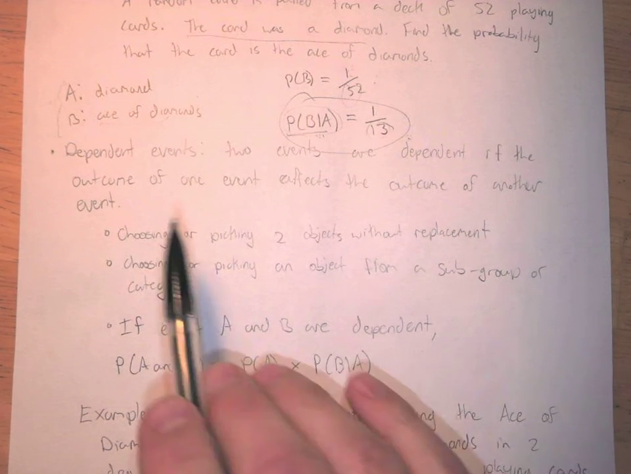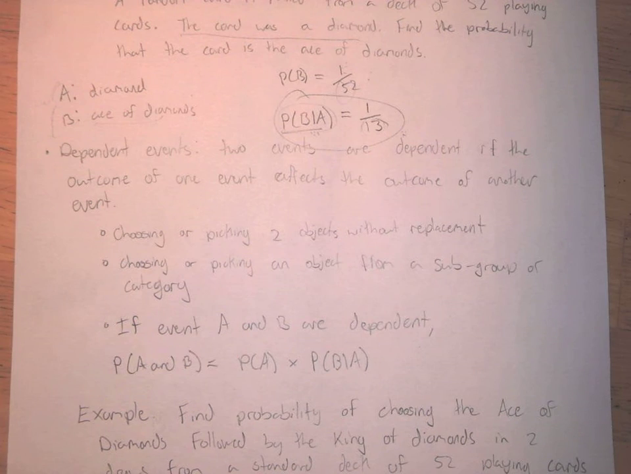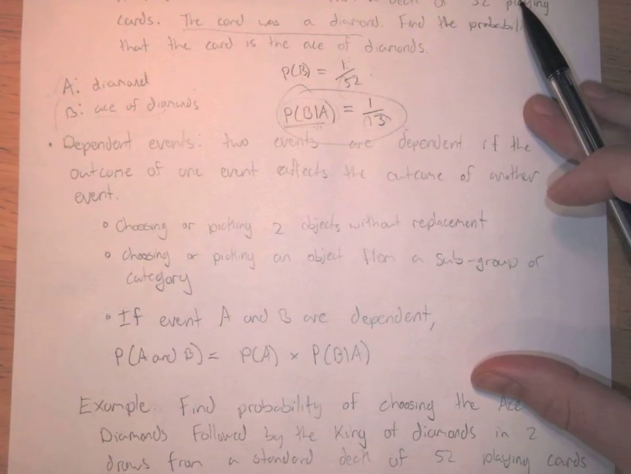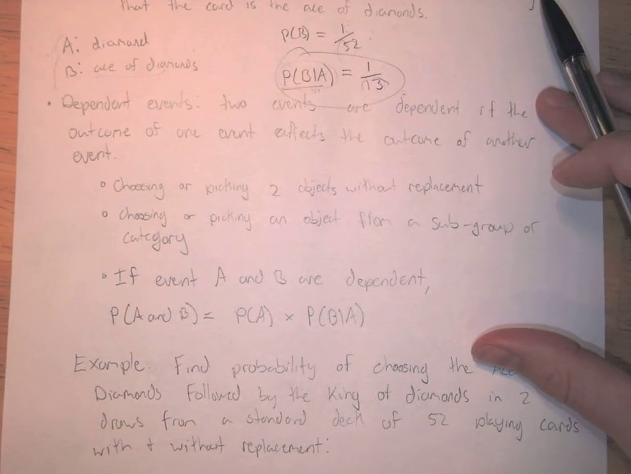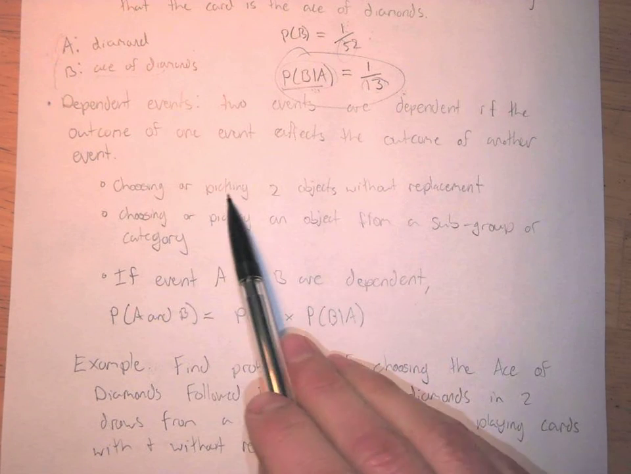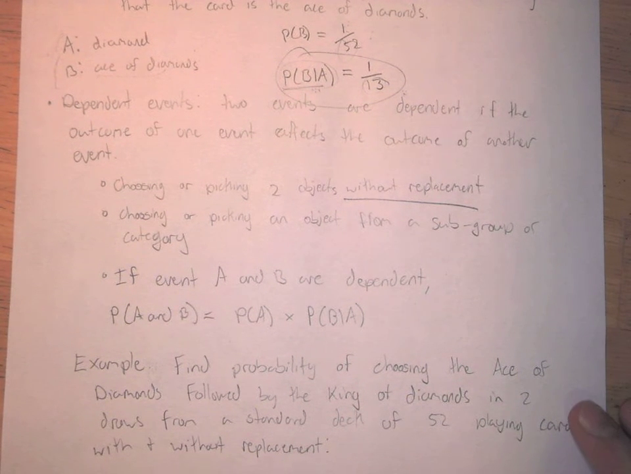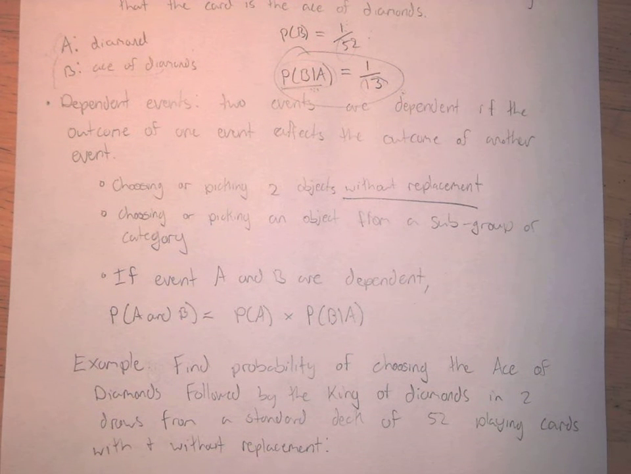Two events are dependent if the outcome of one affects the outcome of the other. Okay, well if that's the case, then one of them is going to be a conditional probability, right? So similar ideas. We get dependent events in a couple common scenarios. So choosing or picking two objects without replacement, right? Because again, if you take a card and then don't put it back, or you take a marble out of a bag and you don't put it back, you're changing the sample space. You're changing the number of outcomes you can possibly choose.